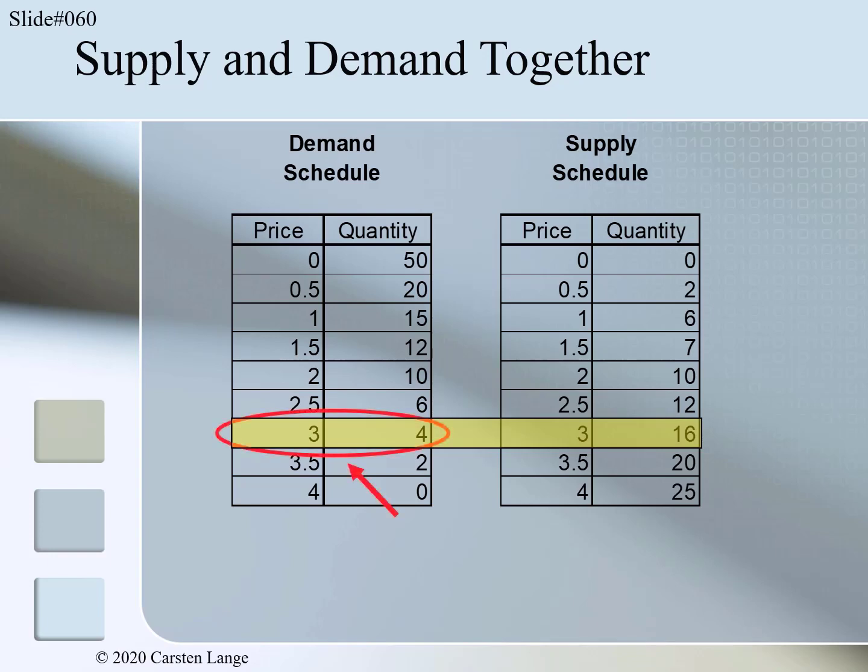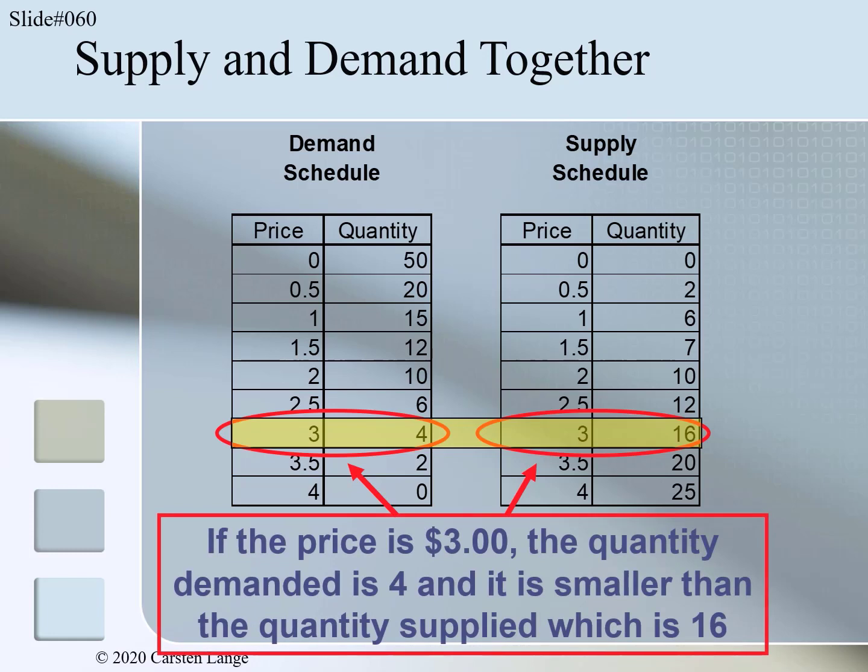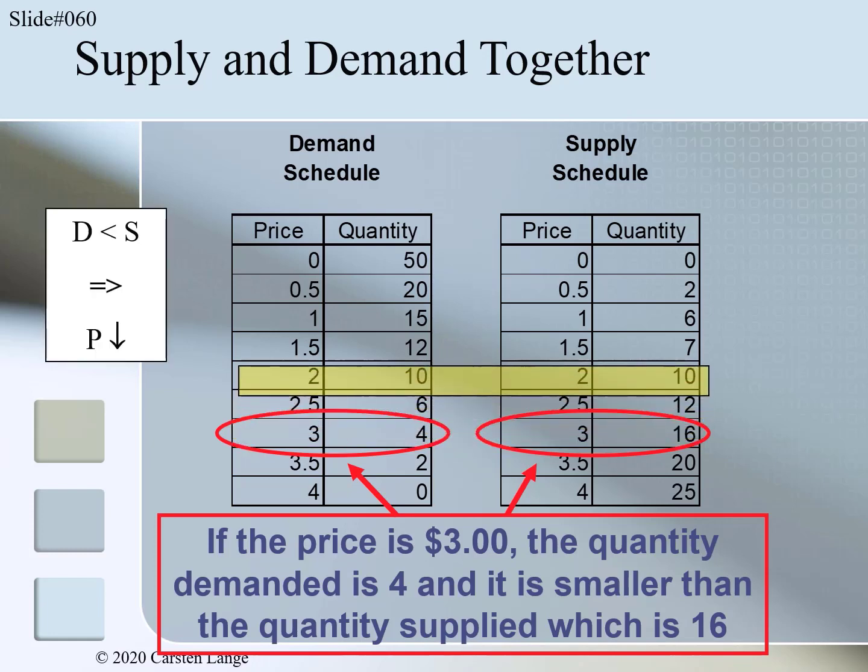The supply schedule shows you that at a price of $3, the supplied quantity is 16. Since 16 is bigger than 4, the supplied quantity is greater than the demanded quantity. Or with other words, more is produced for the market than consumers actually are willing to purchase. What happens? If supply is greater than demand, like here, the price will fall. If the price falls, it moves closer towards the equilibrium price of 2.